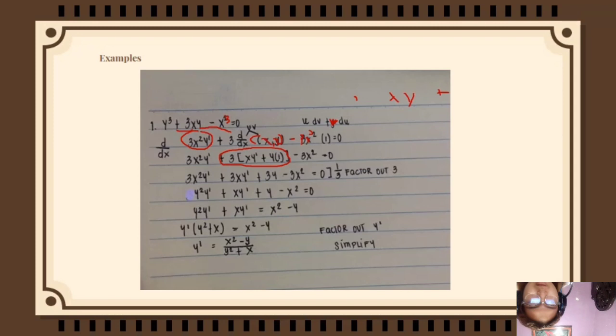Ilipat na natin si negative x squared. Lahat ng walang y prime ililipat na natin. So, lilipat na natin siya dito. Yung negative magiging positive, yung positive magiging negative kasi linipat natin. So, ayan na. Ngayon, ipa-factor out natin si y1. Mawawala na si y1 ngayon. So, y1 is equal to x squared minus y, all over y squared minus x. Okay? So, next example tayo.